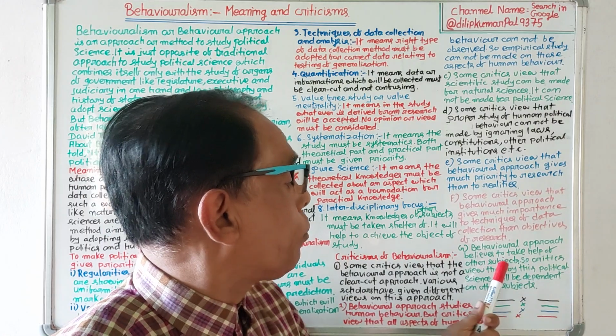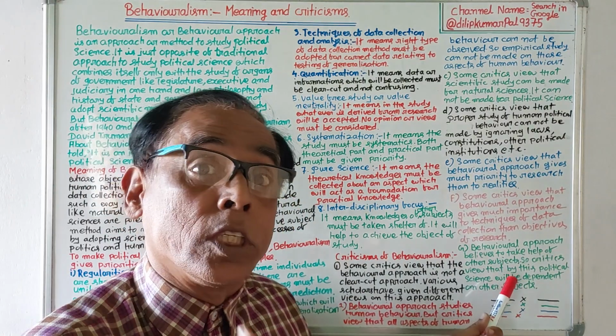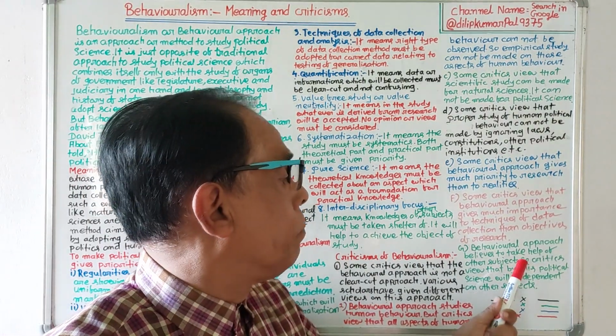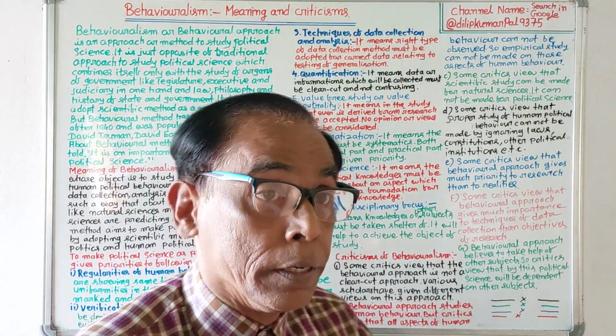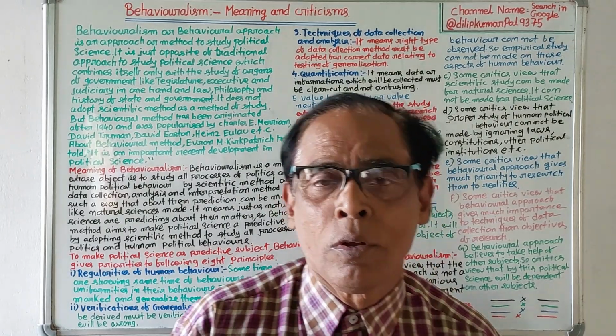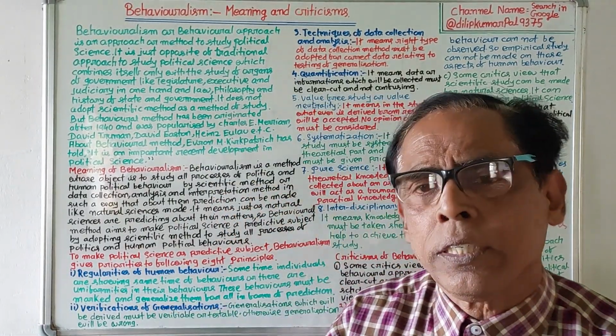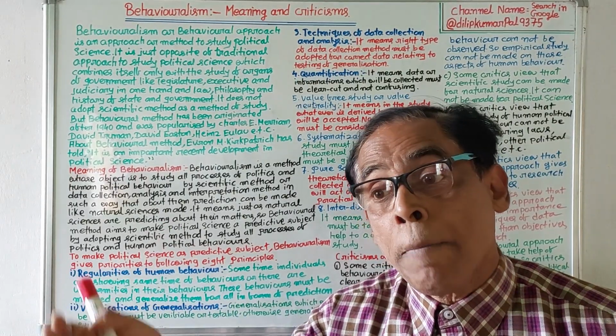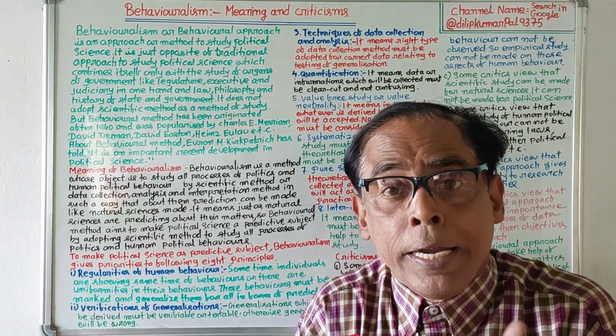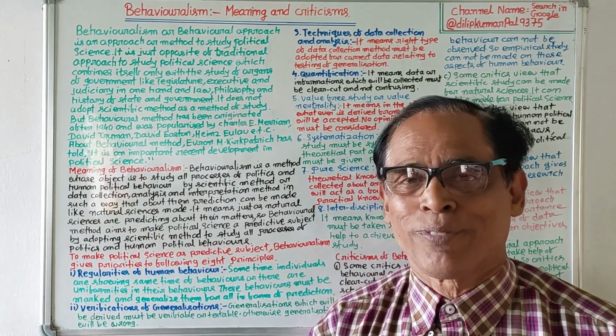Finally, behavioral approach believes to take help of other subjects. So critics view that by this, political science will be dependent on other subjects. Behavioralism speaks that political science should take help from other subjects. By this, political science will be dependent on other subjects.